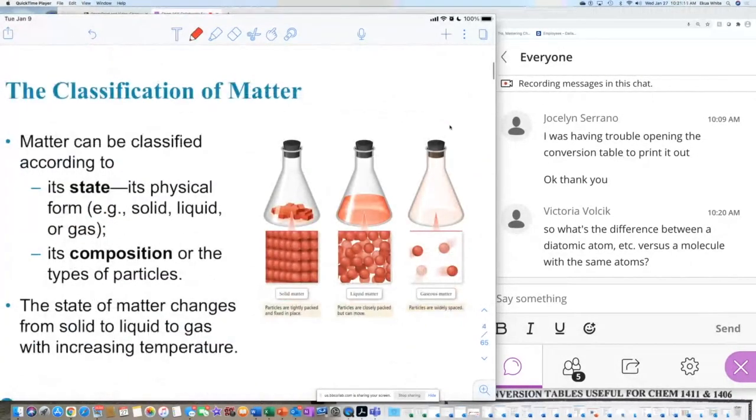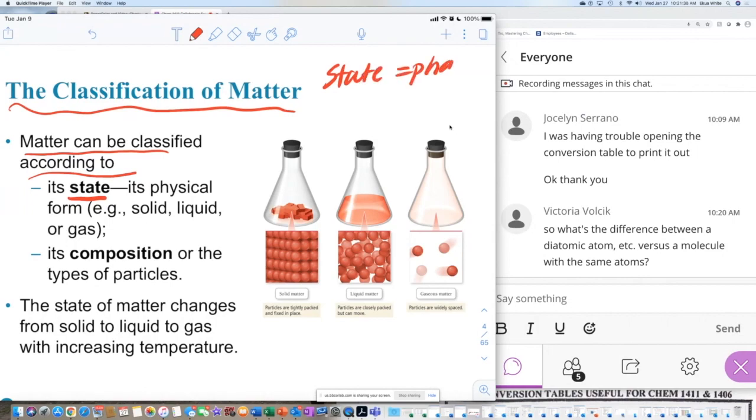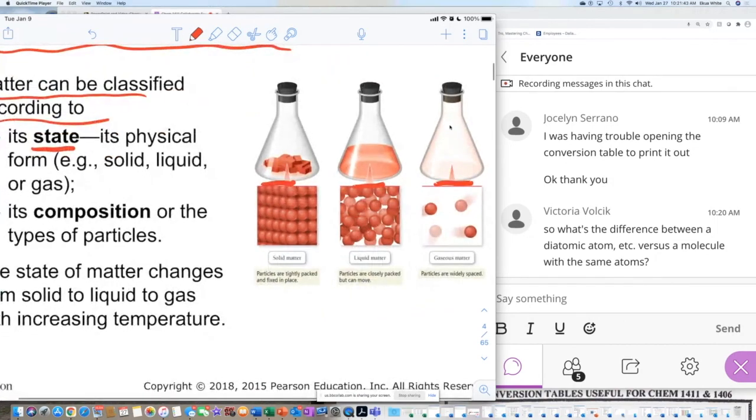Okay? So we're moving on. We're going to classify matter. When we are studying matter, because we have a lot of matter out there, scientists organize it to make it easier for us to study. Matter can be classified according to state. Please notice that state and phase are used interchangeably. State is the same thing as phase. We have solid matter, liquid matter, gas matter. So you want to be aware of solid, liquid, and gas matter at three different levels.